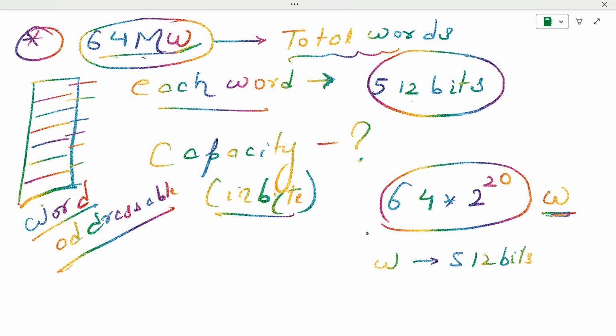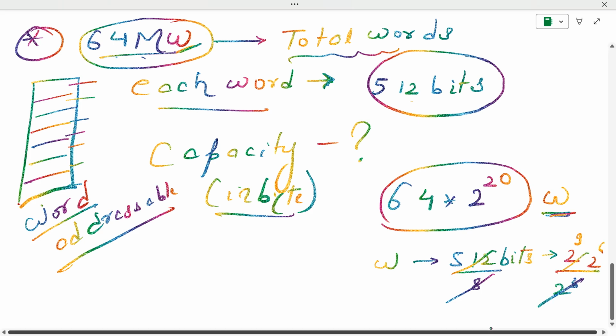If we convert that into bytes, then how many bytes will it be? 512 divided by 8. Let's divide like this: 2 raised to the power 9 and 2 raised to the power 3, that is 2 raised to the power 6. So each word is 2 raised to the power 6 bytes, and there are altogether this many words.